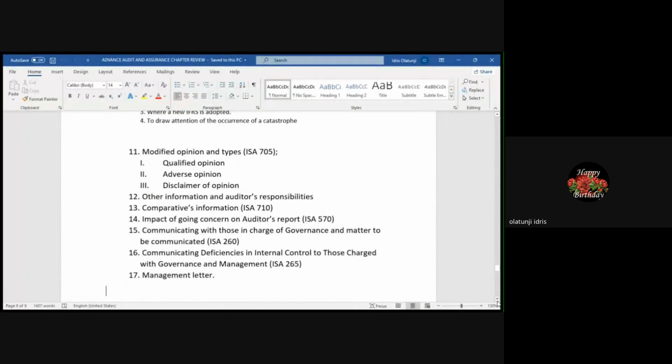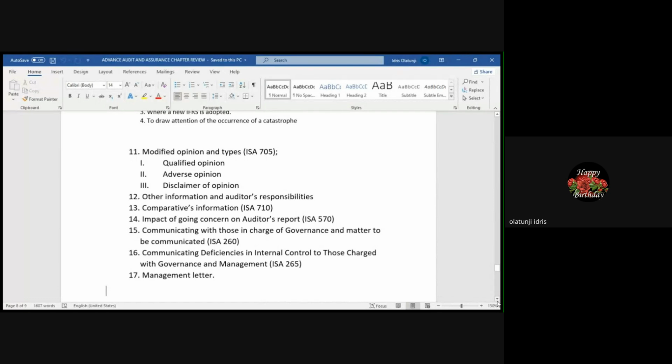Then disclaimer of opinion. It arises when the auditor is unable to obtain any sufficient and appropriate audit evidence at all. When the auditor is unable to obtain sufficient and appropriate evidence, that is, was unable to obtain the quantity and quality that can be used as audit evidence, the auditor can issue a disclaimer of opinion.